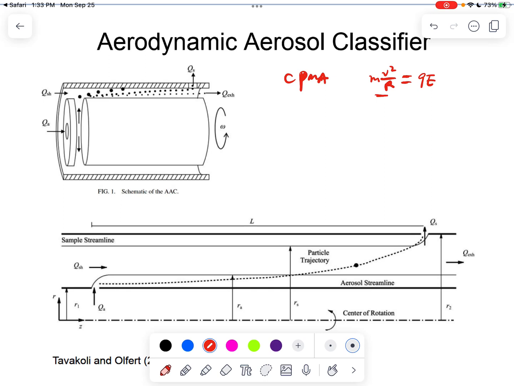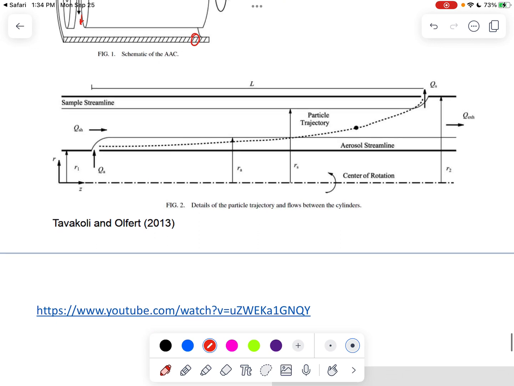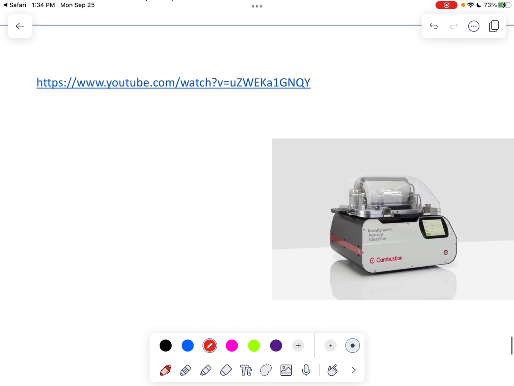So here, this is a variation of the CPMA system where you introduce the aerosols from the side of the inner cylinder, and then the two cylinders are spinning. Because of the spinning, the larger particles will get spun out. There's no electric field involved at all, right? So then only particles with specific inertia can get collected on the outside. And this is directly related to the inertia of the particles because no other forces are getting involved, right?